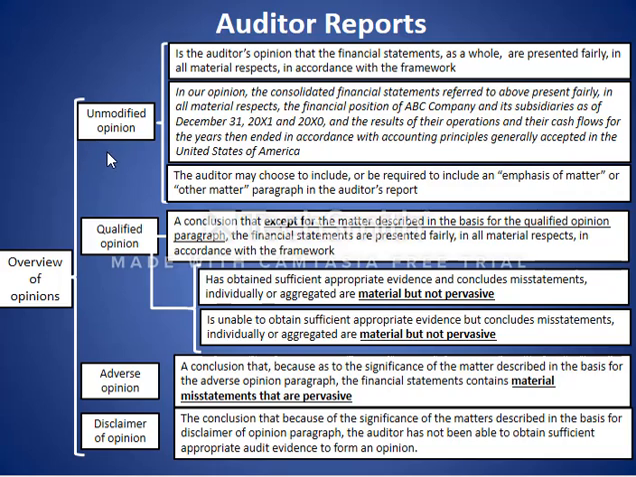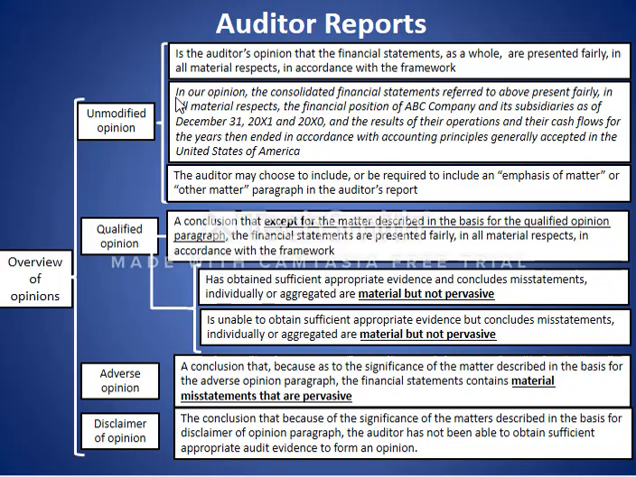Okay, typically what the client's going for is the issuance of what we call an unmodified opinion. And what that means is it's the auditor's opinion that the financial statements as a whole are presented fairly in all material respects in accordance with whatever financial reporting framework has been accepted by the auditor and implemented by the client. And here you can see a copy of what we call the unmodified opinion.